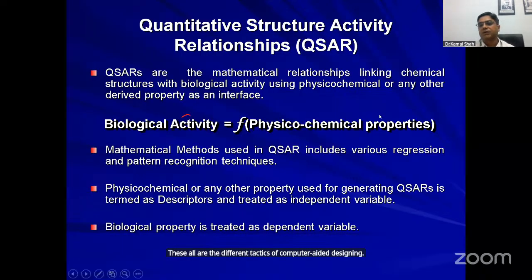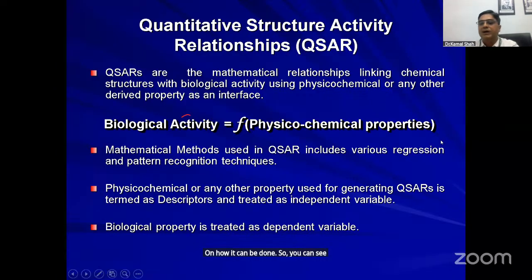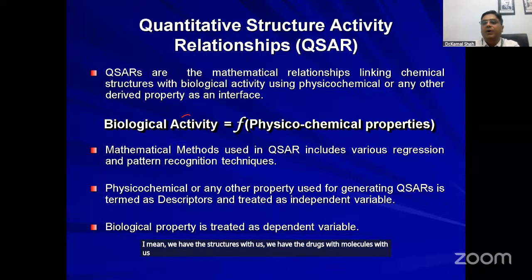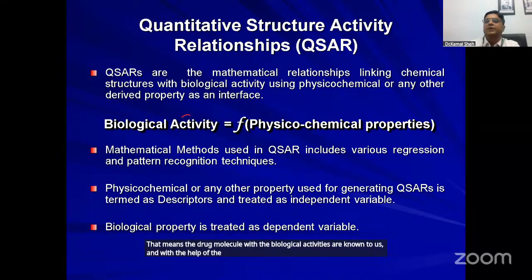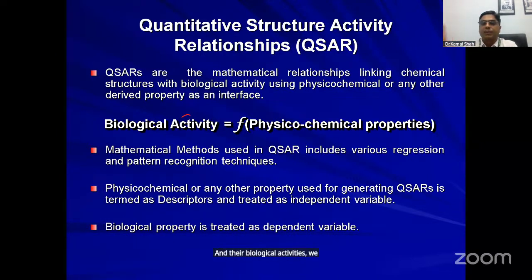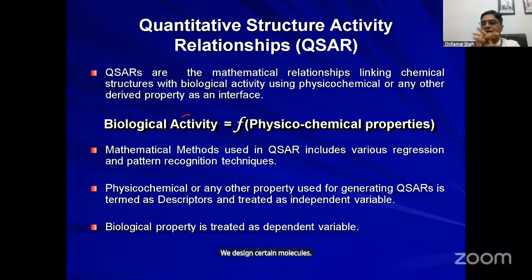Now let us discuss what QSAR is and how it can be done. QSAR is nothing but when we have the structures with us, the drug molecules or probable molecules with their biological activities. That means the drug molecules with biological activities are known to us, and with the help of these molecules and their biological activities, we decide certain physiochemical parameters, and we design certain molecules on the basis of the existing molecule.